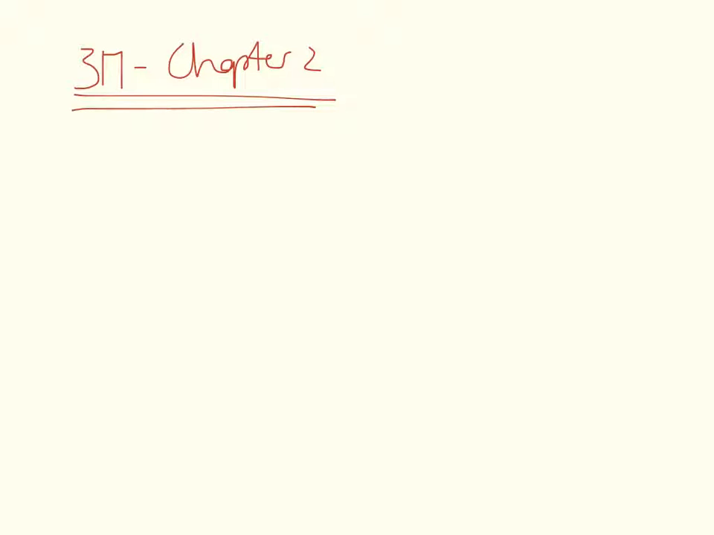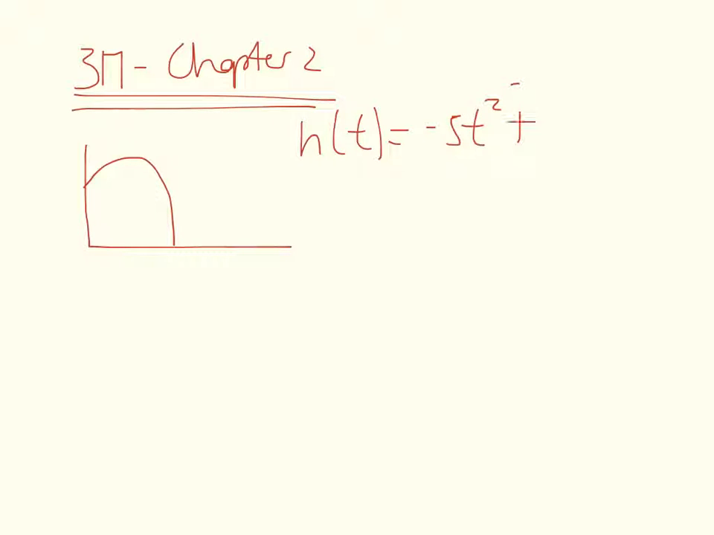Okay, so 3M chapter 2 review. Let's do number 11 from our review page. You have a ball being thrown from a cliff. In the word question, h at t is equal to, and I've changed this. If you have the original copy of the review, it's a little different. I've changed this to 75. So h at t is minus 5t squared plus 10t plus 75.